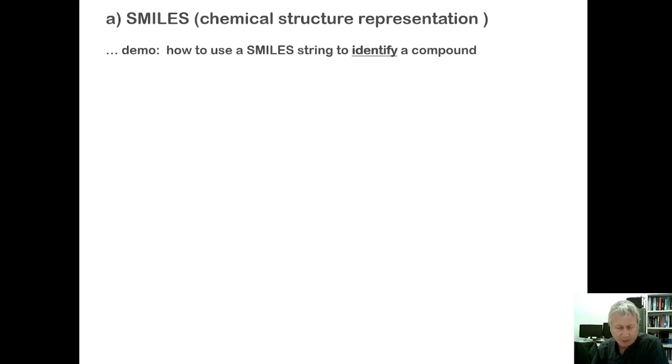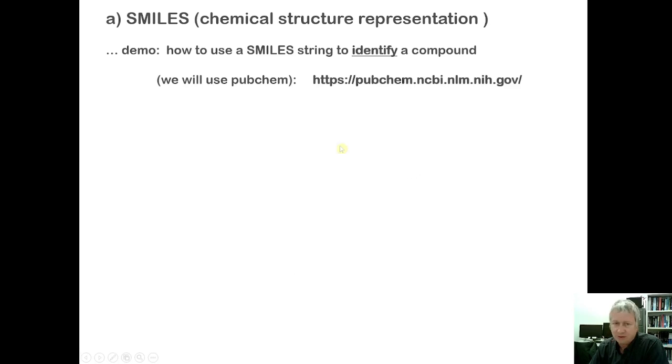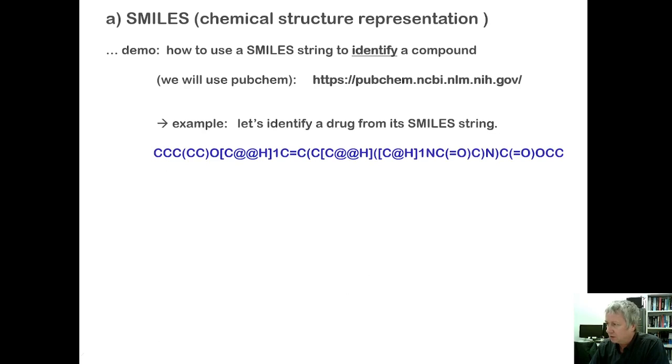You know, it's a way to represent a structure. You can't really see the structure by looking at the SMILES, but would you identify it and see what molecule it is? And the answer is yes, we can, and we can use the PubChem database if it's a known molecule. If it's an unknown molecule, of course, PubChem won't know how to identify it. Let's do an example. So here's a long SMILES string, and let's see if we can identify it.